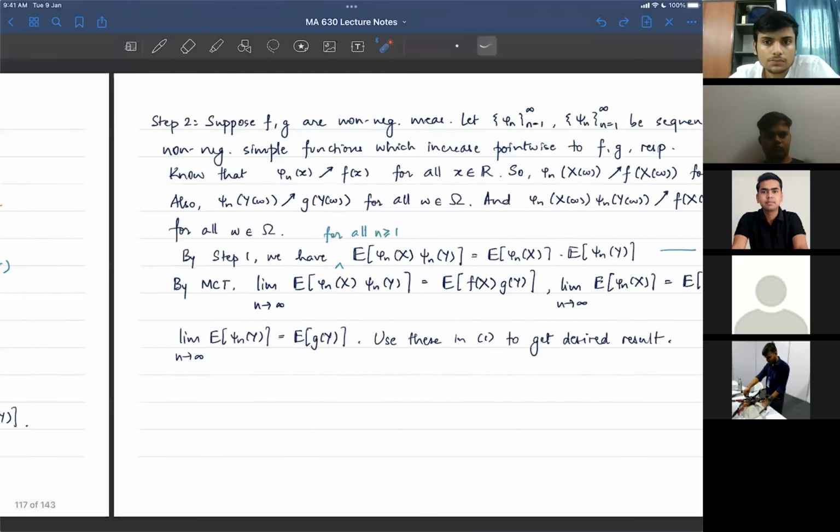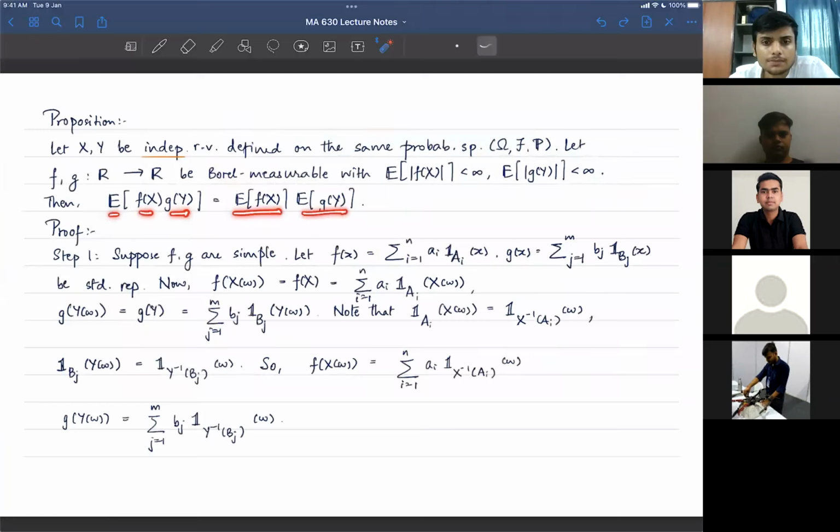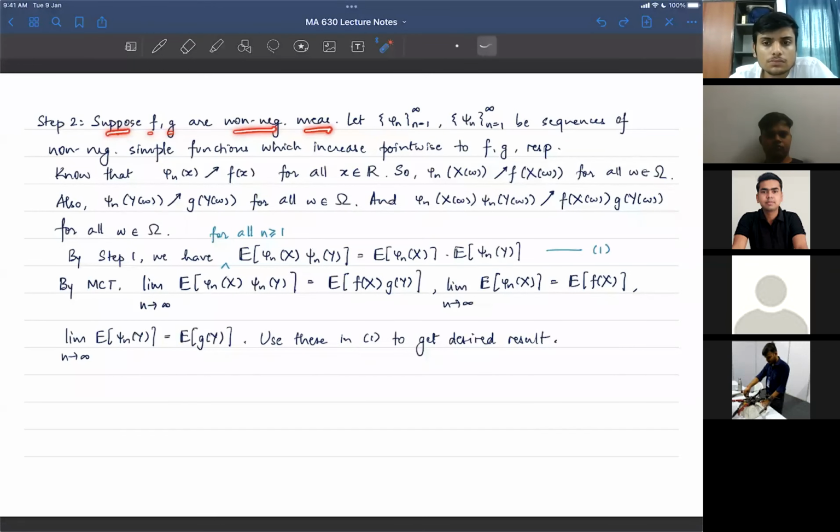So now let's look at the case. Once again, we're back to this thing. We want to show expectation of f(X) times g(Y) is expectation of f(X) times expectation of g(Y). We have already shown this when f and g are non-negative simple. Next step is to show it for f and g non-negative measurable. So step 2: suppose f and g are non-negative measurable functions.